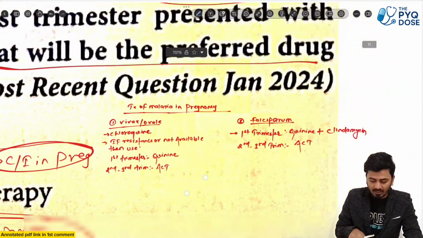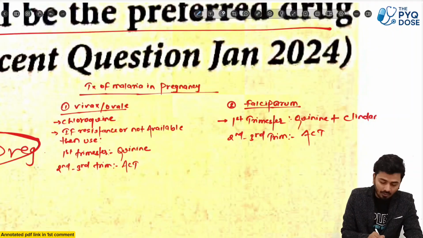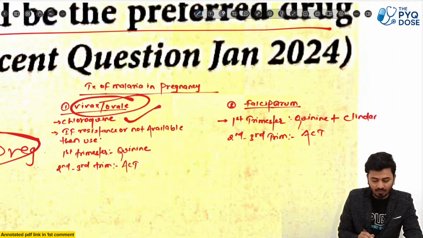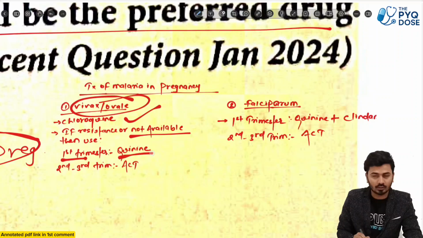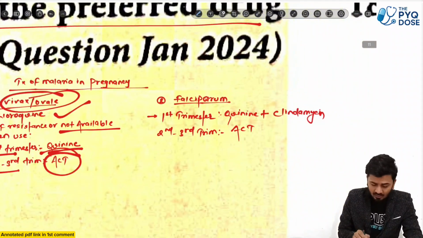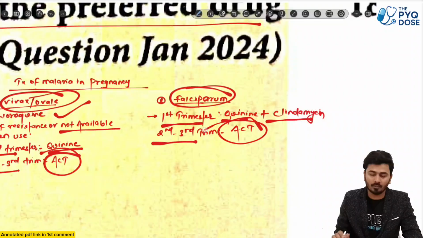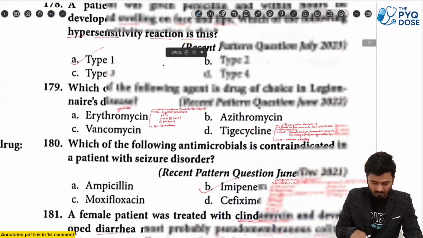So here, treatment of malaria in pregnancy, let's do it once again. For vivax and ovale species we will use chloroquine. If it is resistant to chloroquine, or chloroquine is not available, then in the first trimester we can use quinine, and in the second and third trimester we can use ACT. Next, for falciparum, in the first trimester we can use quinine plus clindamycin, and in the second and third trimester we will be going with ACT. So this is all about the pregnancy cases.